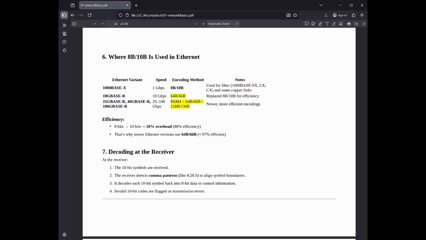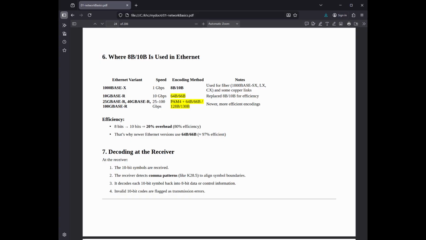5. Error detection. A critical function of the decoder is error detection. If the incoming 10-bit pattern does not exist in the valid lookup tables, an illegal code, the receiver immediately knows that a transmission error, for example a single bit error caused by noise, has occurred. The device flags this error, often by sending a specific error K symbol back to the transmitter or logging it internally, and typically drops the entire current frame.